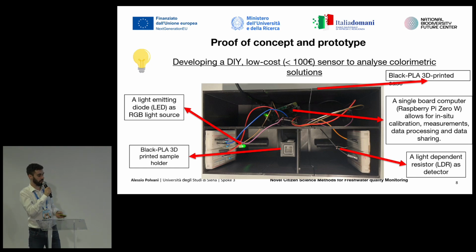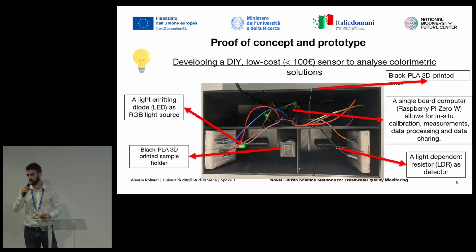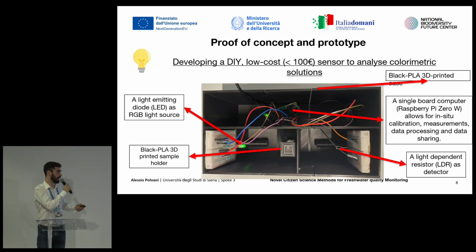We have a black PLA 3D printed case, so it's very basic, do-it-yourself, because we designed the case by ourselves. And so we have an LED as a light source, and in the middle, there's the sample holder, in which the cuvettes must fit in with the analyte. And then we have a light-dependent resistor as detector. And everything is run by a Raspberry Pi Zero W, which is a very low-cost single-board computer, and allows us to be very flexible during our measurements.